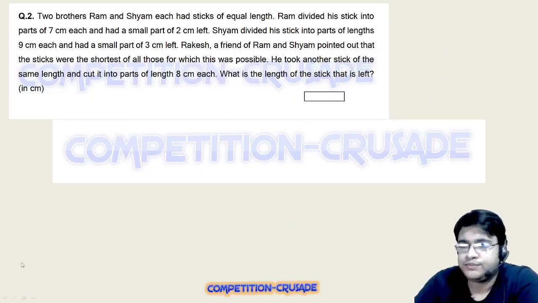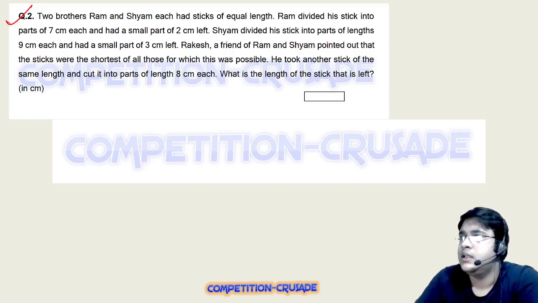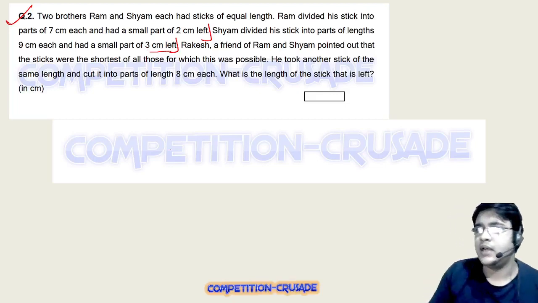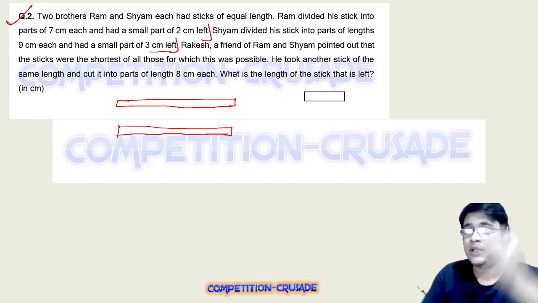A good one. This is the only question that will probably take us some time. Two brothers, Ram and Sham, each had sticks of equal length. Ram divided his stick into parts of 7 cm each and had a small part of 2 cm left. Sham divided his stick into parts of 9 cm each and had a small part of 3 cm left. So far, let's try to understand the situation. Basically these two brothers, Ram and Sham, have a stick, and these sticks are of equal length. The width does not matter to me because length is the only idea.